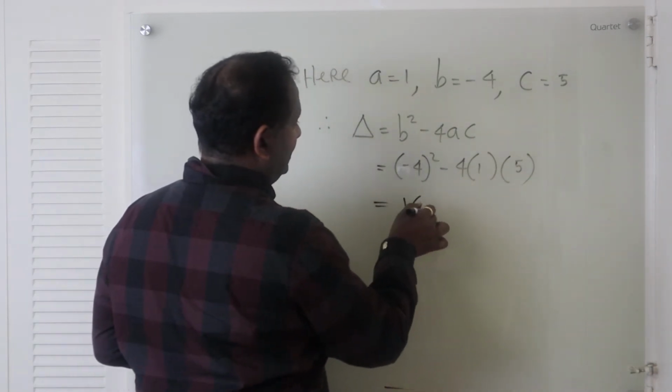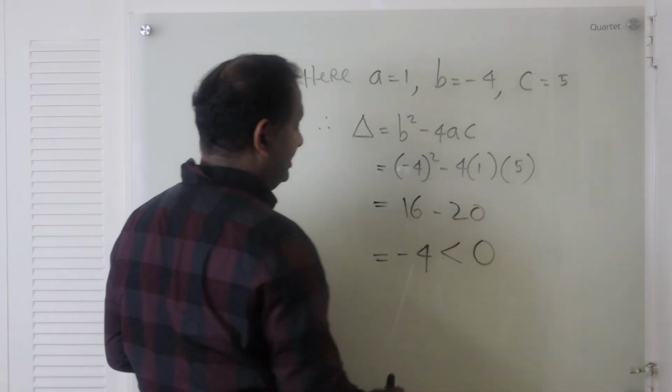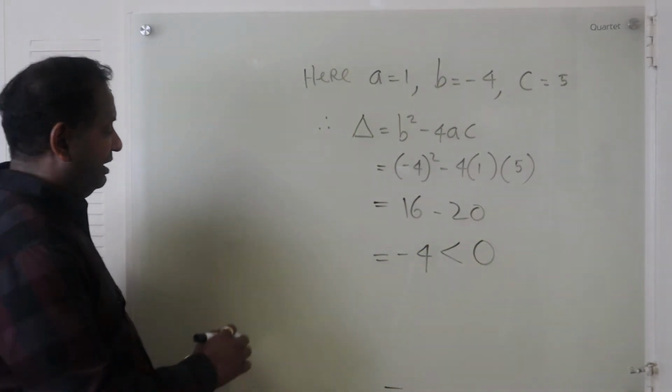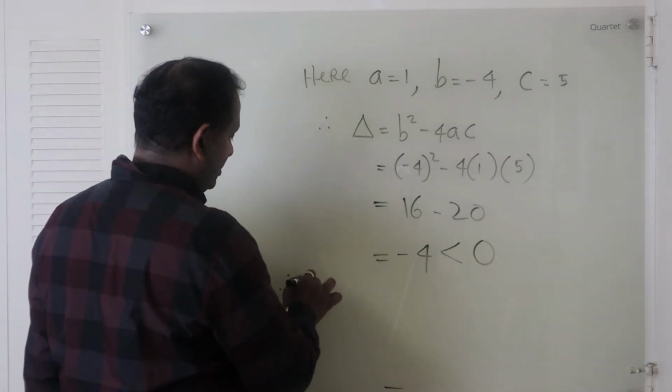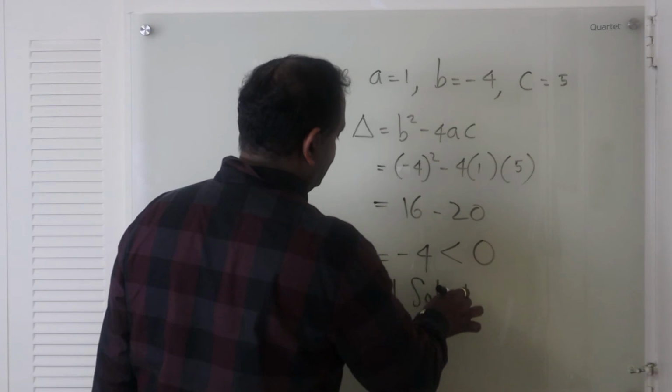16 minus 20, which is negative 4, less than 0, negative. Therefore, no real solutions.